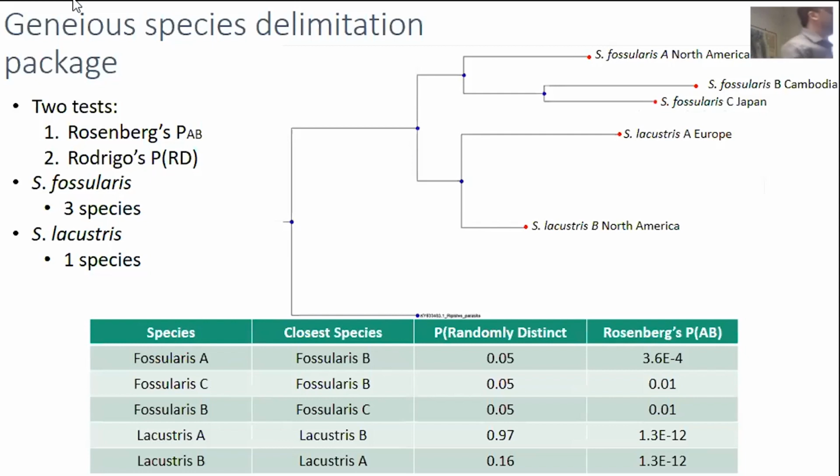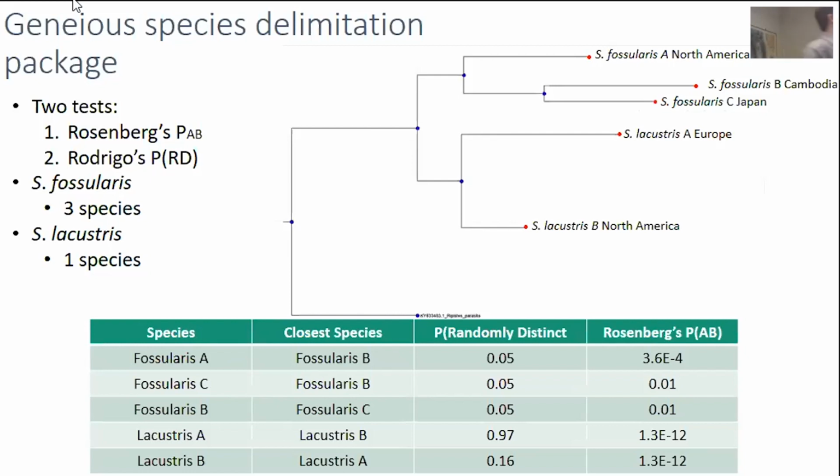And what you want is you want the p-randomly distinct to be 0.05 or lower. So you don't want it to be higher. If it's 0.05, it's more likely to kind of go against the null hypothesis that they are distinct based on random coalescence, and they are more likely to be a distinct species. And if they are higher on that, then it's probably just a random coalescent event. So maybe they're not a new species.